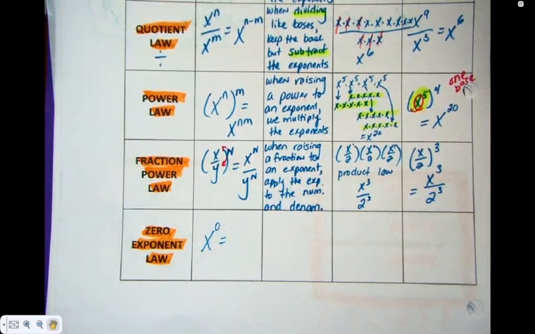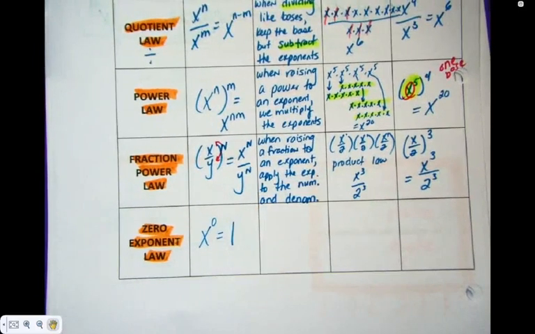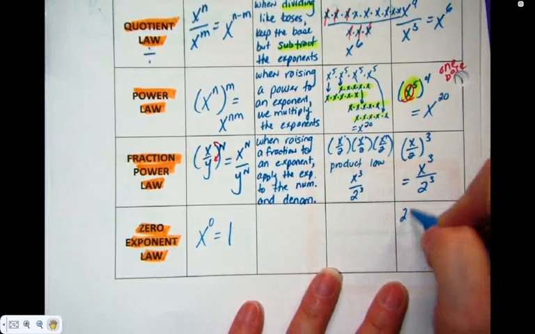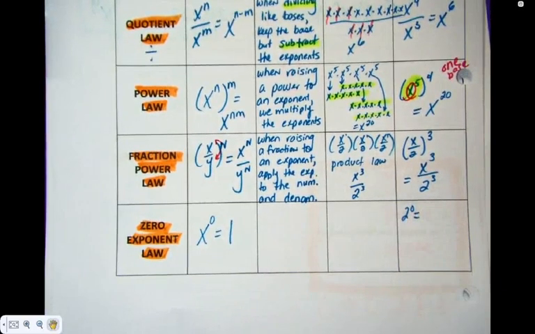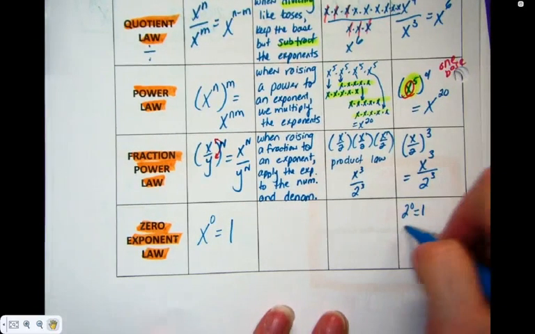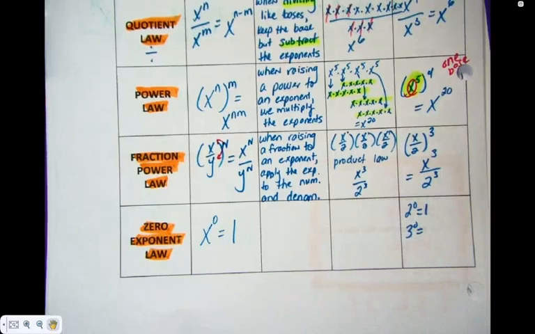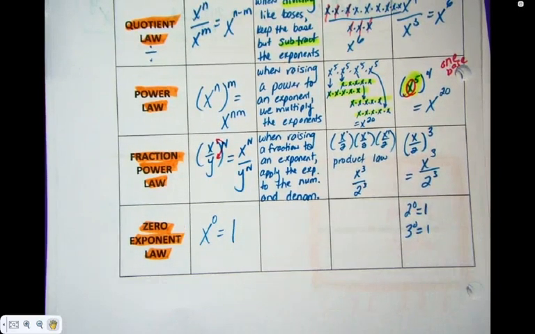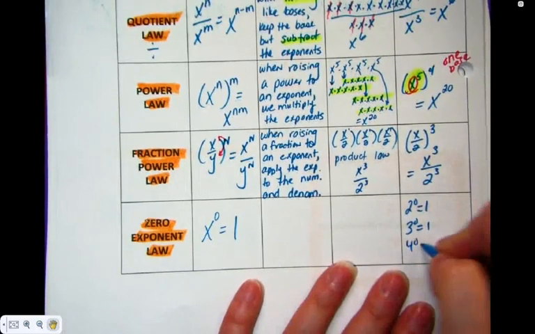Exponent law says x to the 0 is... So let's use our 3 examples we did with our paper. 2 to the 0. So if you fold something in half no times, what do you have? 1 congruent rectangle. 3 to the 0. If you take a paper, fold it into thirds no times, what do you have? 1 congruent rectangle. And 4 to the 0, 1.